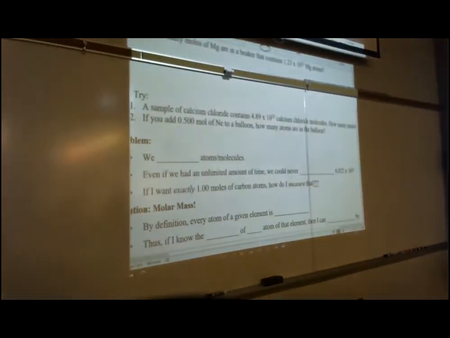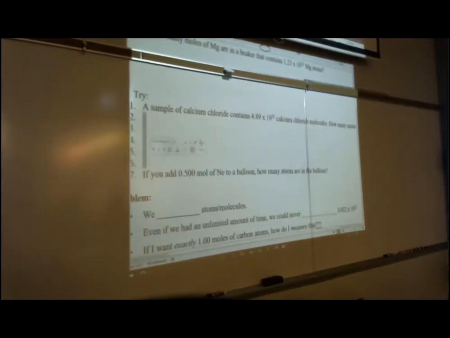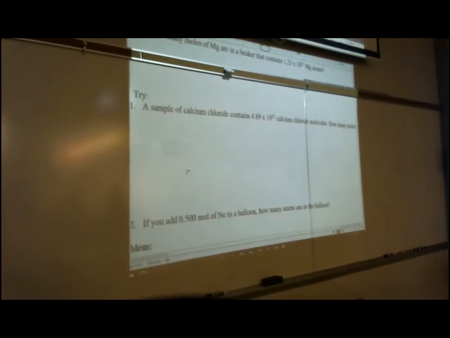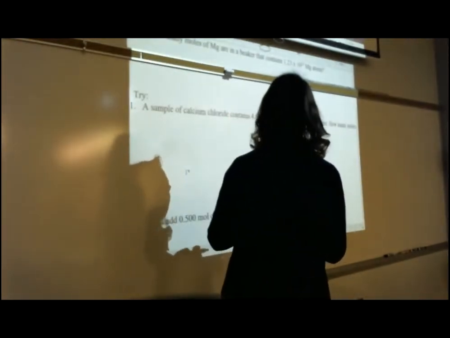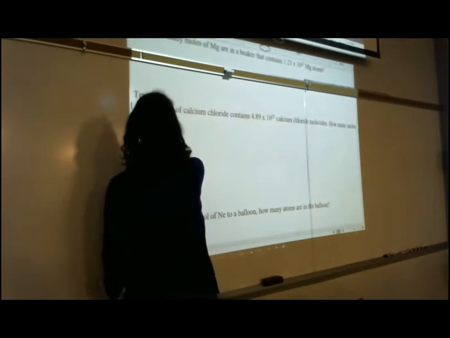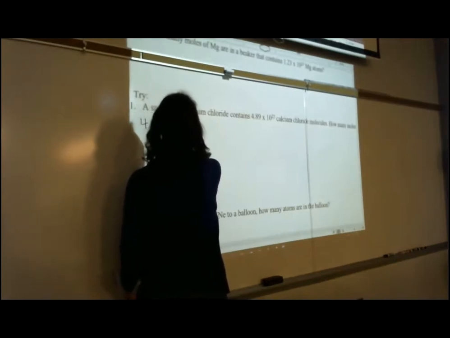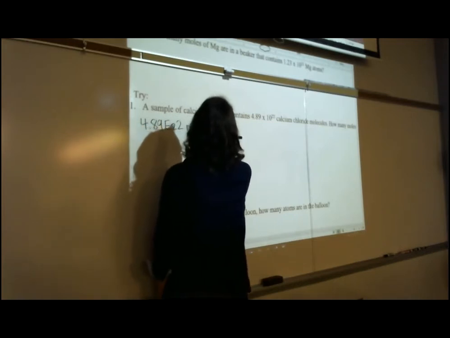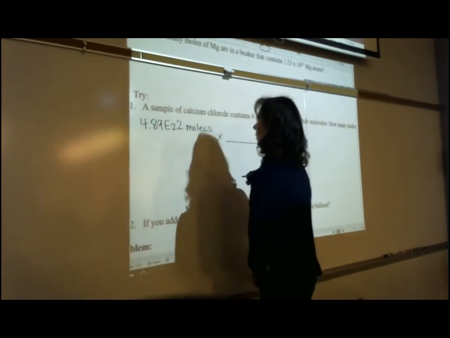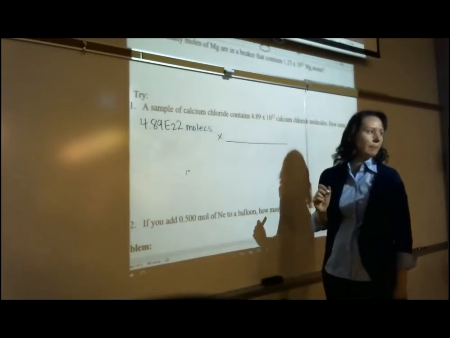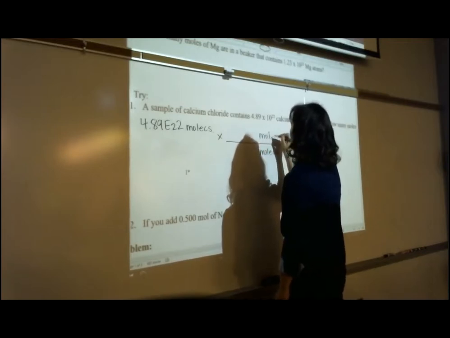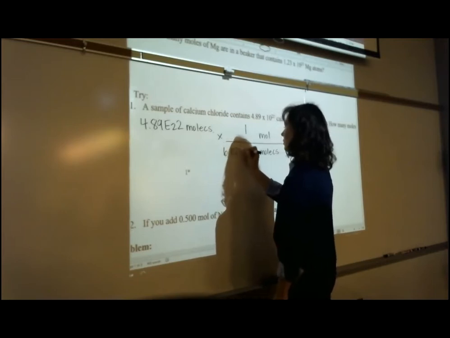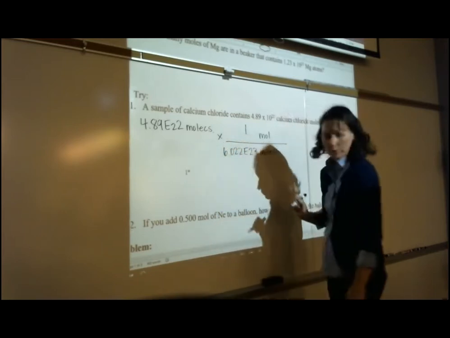All right, let's go over these. A sample of calcium chloride contains 4.89 times 10 to the 22nd molecules. How many moles? So you say 4.89 times 10 to the 22nd molecules. Where's molecules going to go, on the bottom or on the top? Bottom. And then moles goes on top. 1 mole contains 6.022 times 10 to the 23rd molecules.